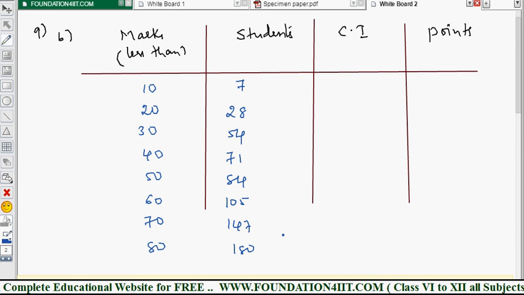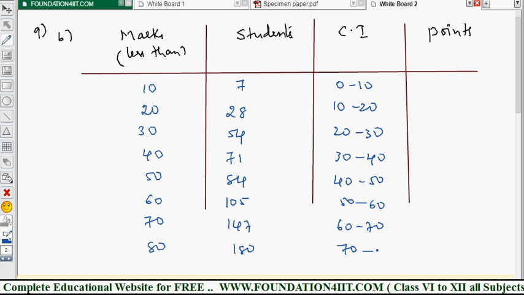Now if you make the class intervals, less than 10 means 0 to 10, and next 10 to 20, so 20 to 30, 30 to 40. You are making this, it is not given in the question. 40 to 50, 50 to 60, again 60 to 70, 70 to 80.